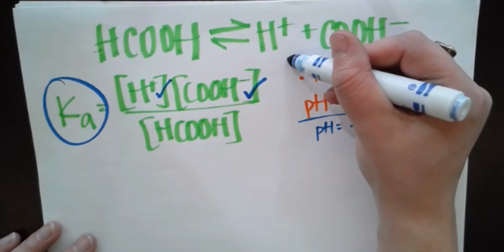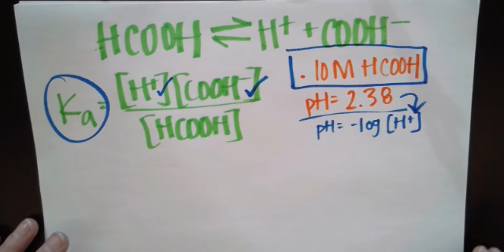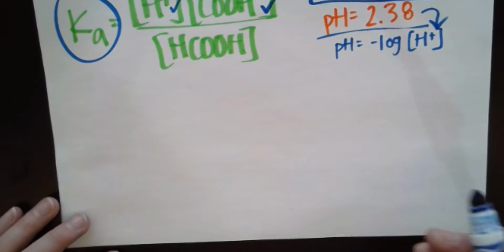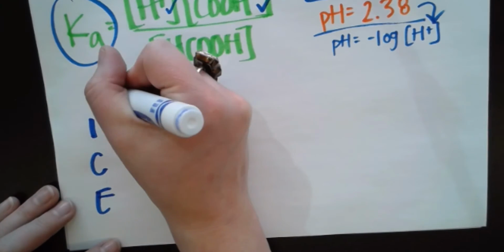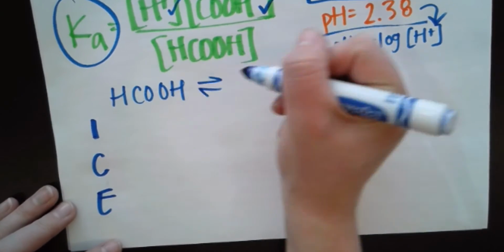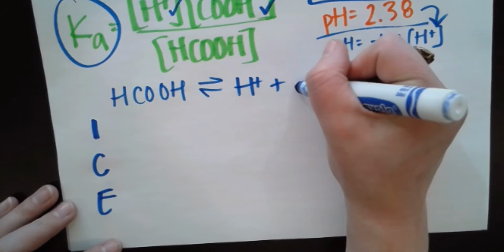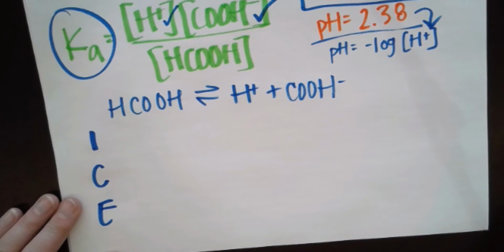And this right here, this is an initial value. So we don't quite have the equilibrium value, which means we're going to need to use an ICE table. Okay, so to use an ICE table, you label it at the top with the species that are ionizing. And it's just a way to help you visually figure out what's going on.